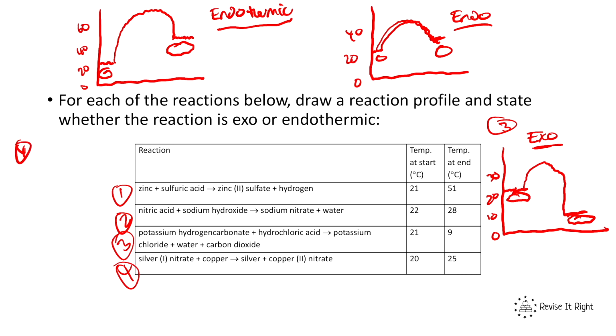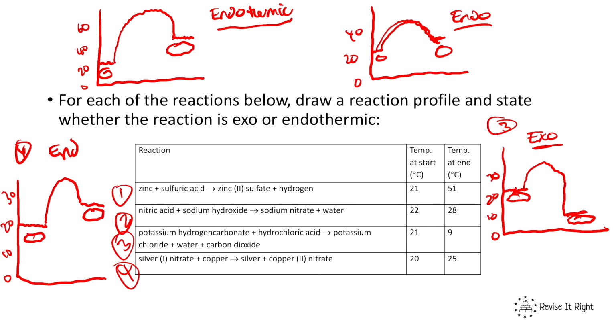And finally, question 4, our final reaction profile, 0, 10, 20, 30. It starts at 20 and it ends at 25. So we draw that, complete the dots. It's going to look something along those lines, and it is again an endothermic reaction, because the amount of energy of the products is more than the energy of the reactants.